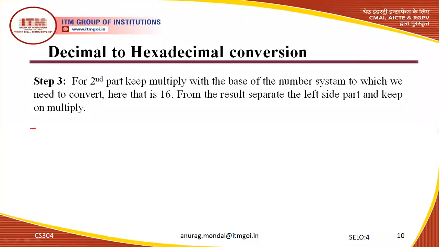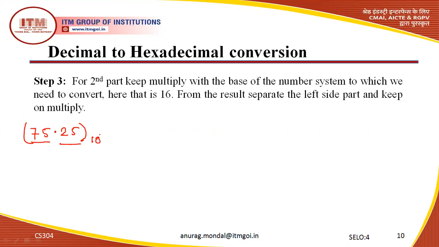Our number is 75.25 and this is a decimal number. According to the steps, first step, we have to divide into two parts. First part, left of the decimal point. Second part, the right of the decimal point along with the decimal point.